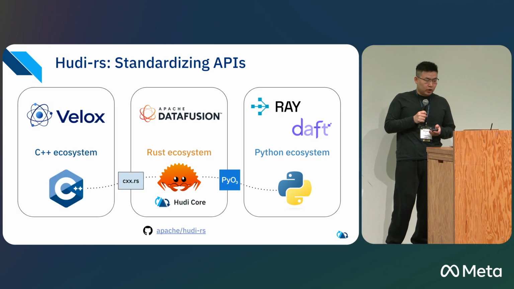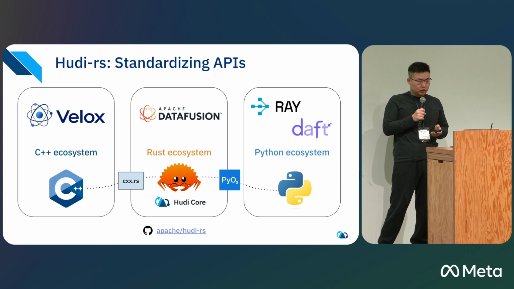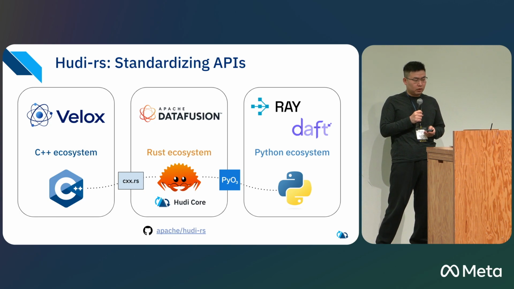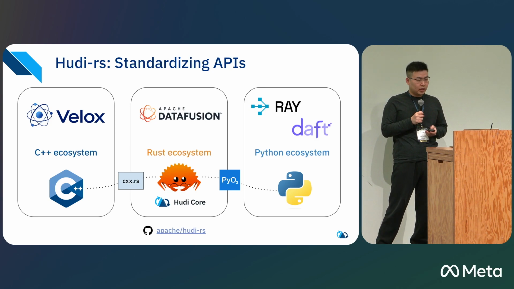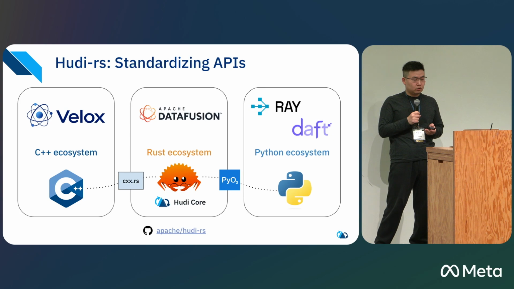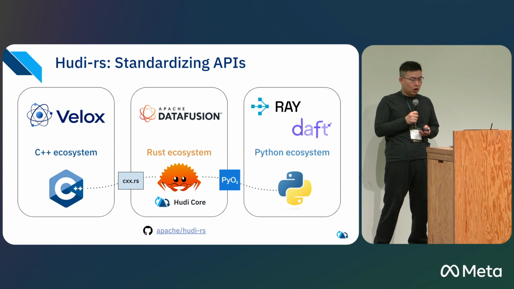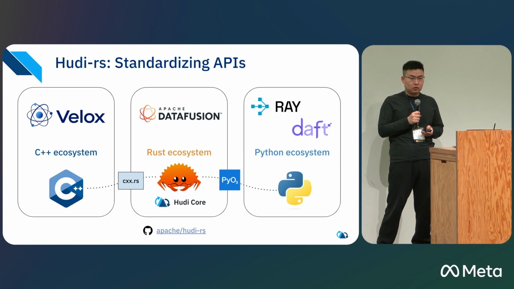For Velox integration, we've recently added C++ APIs by leveraging a Rust C++ binding framework like CXX. With this multiple language approach, we're able to seamlessly integrate Hudi with diverse data processing engines while maintaining a consistent core implementation.